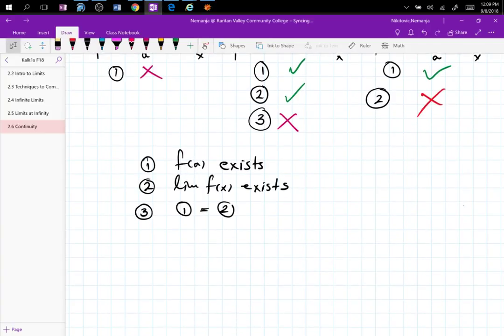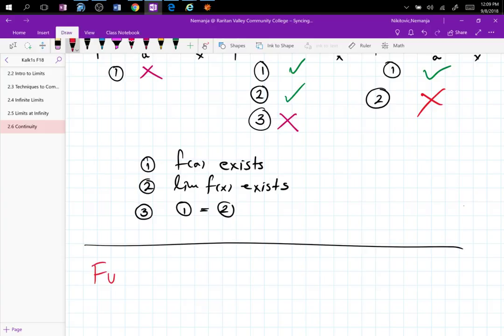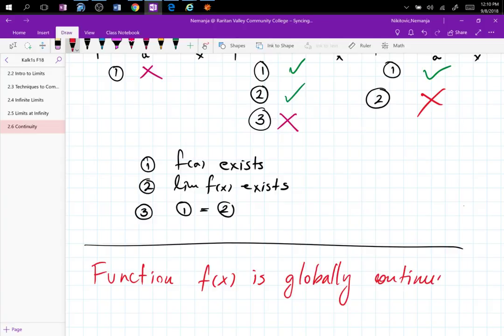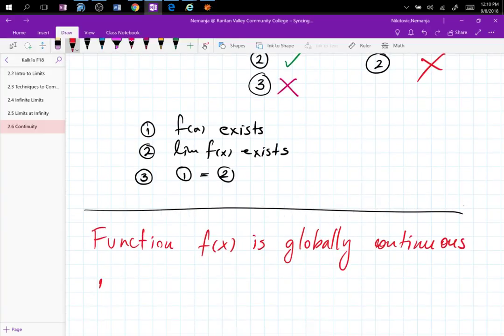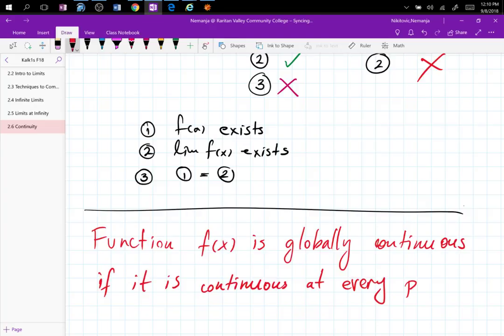Great. All of this so far was to define continuity at a point. Next one is global continuity. Continuity for the entire function at every point, not just one, but every point. A function f of x is globally continuous if it is continuous at every point of its domain.